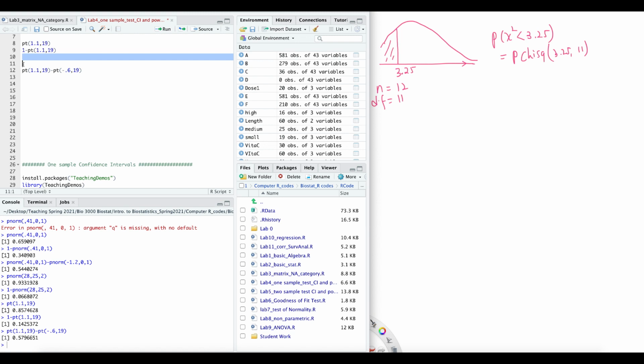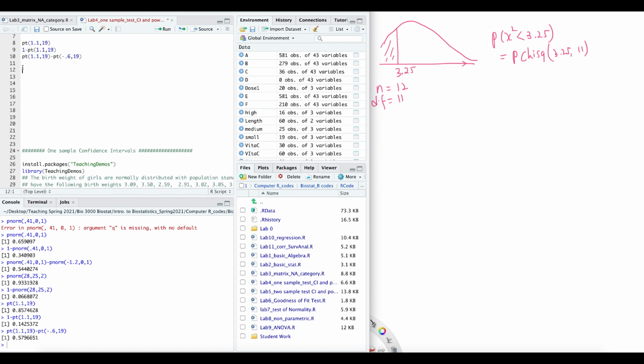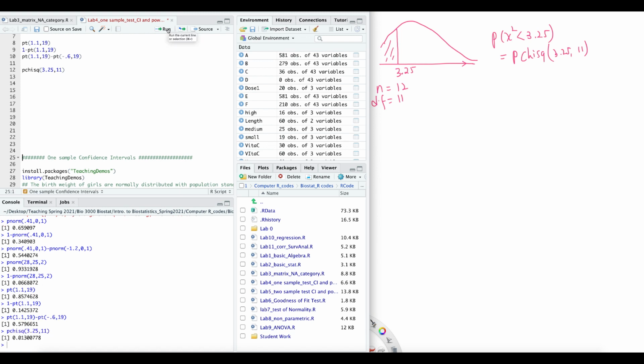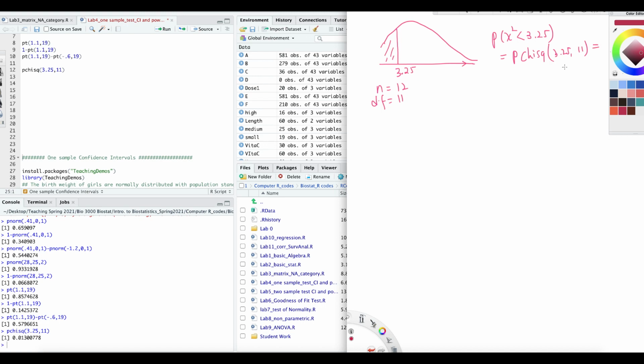So let me do that. Let's do the chi-square thing. So p chi-square, 3.25 and degrees of freedom 11, okay guys. So how much is that? By the way, let me run that. It is 0.0130. That area is 0.0130, okay. So 1.3% of the area is to the left of 3.25.